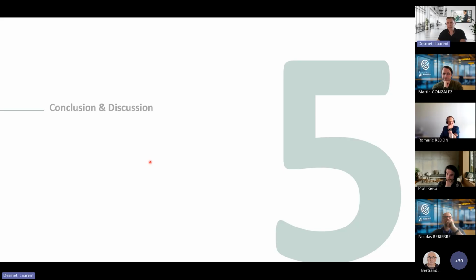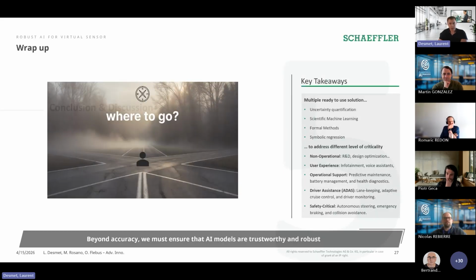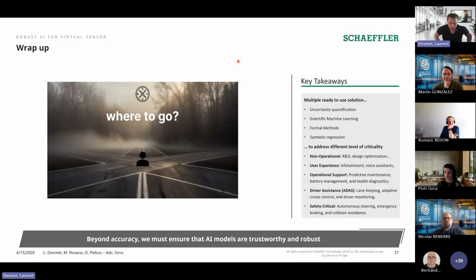Okay, I think it is close to the end, so let's do the last section. When we have a topic where we need robust AI, we saw that we have multiple solutions: uncertainty quantification, scientific machine learning, formal methods, symbolic regression, and so on. And this kind of solution can address a variety of use cases, from the non-operational, for instance design optimization, where typically we use uncertainty quantification at Schaeffler, to the safety critical, where we absolutely need bulletproof guarantees.